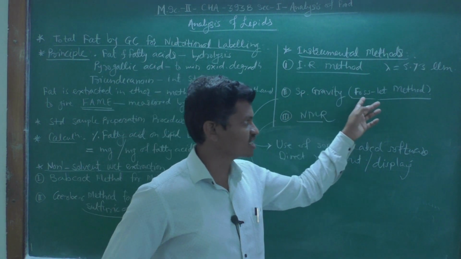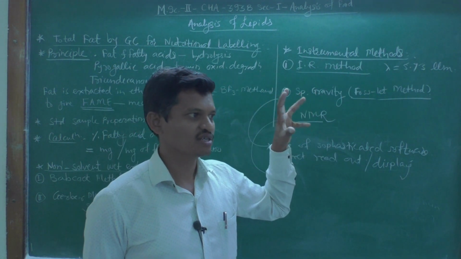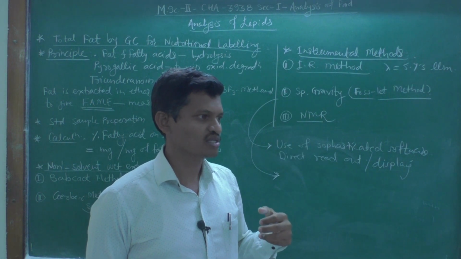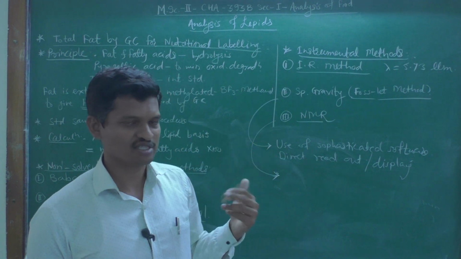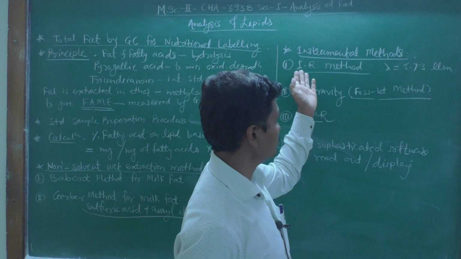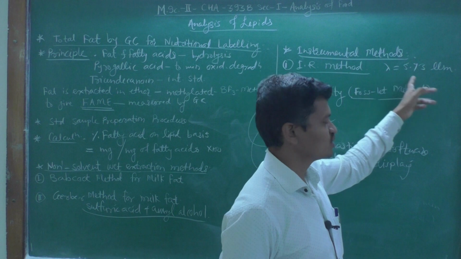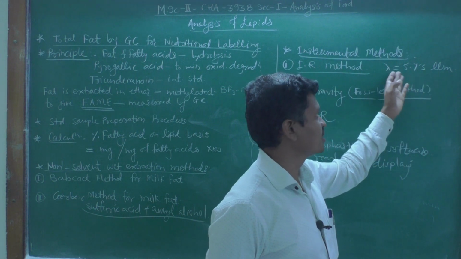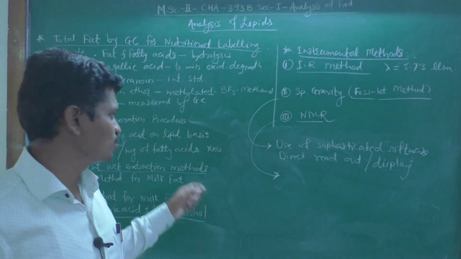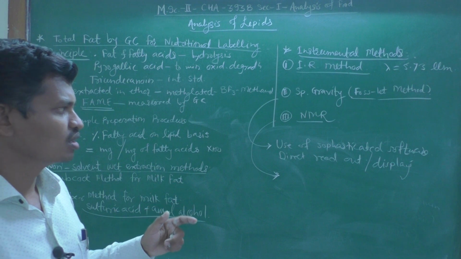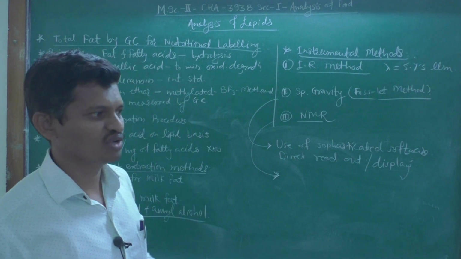The specific gravity method has the name Fauchelet method. As your examination is online and based on multiple choice questions, such questions can be asked in your examination. For example, what is the lambda value for the IR method used in fat analysis? You have to remember that lambda is equal to 5.73 micrometer. So do a thorough study of this. You have to read and watch these videos carefully.